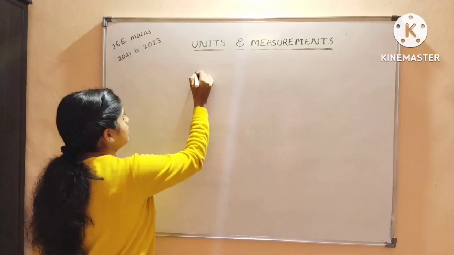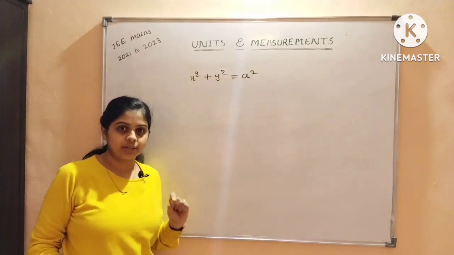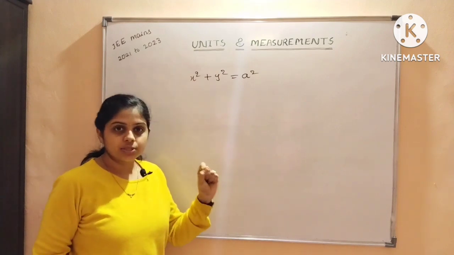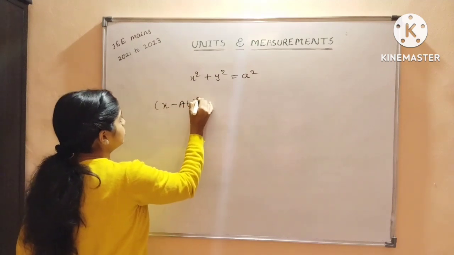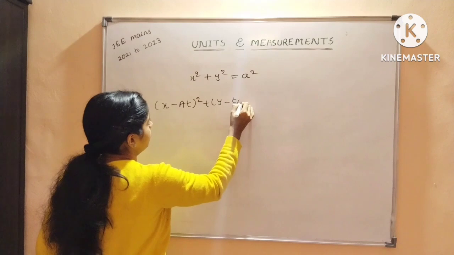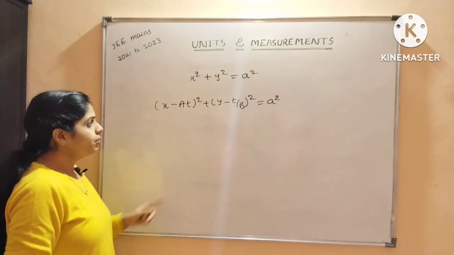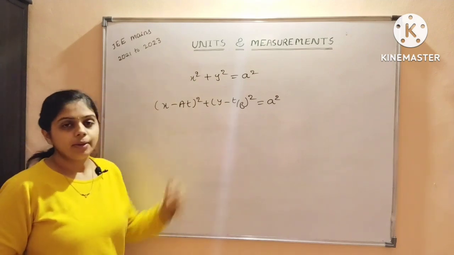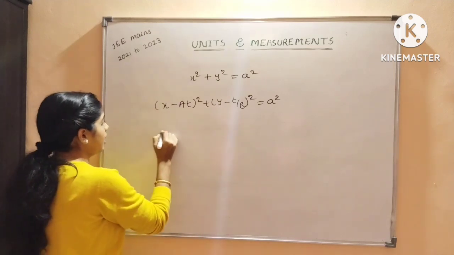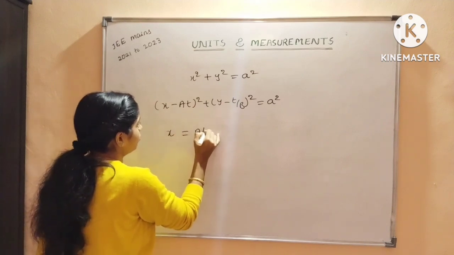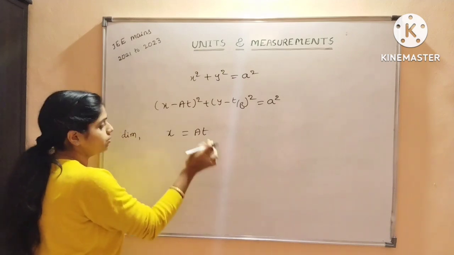Here the equation of the circle is given as x square plus y square equals a square, where the center of the circle is at the origin. Now the center is changed to a point other than the origin. The new equation becomes (x minus at) whole square plus (y minus t by b) whole square equals a square. Now we have to find the dimensions of a and b. Here x and y are distances, so the dimensions of x equal the dimensions of at, because this one is also distance. Dimensionally, x equals at.